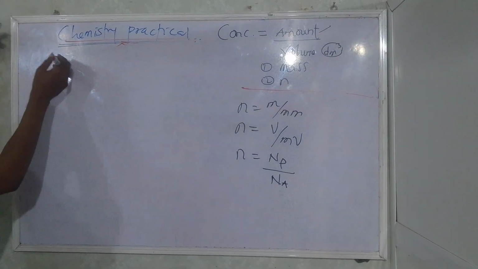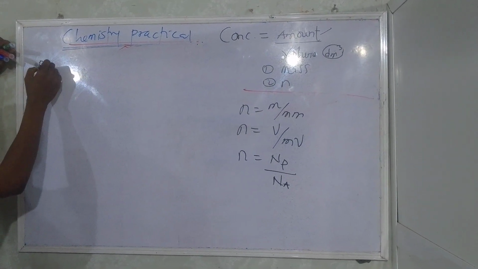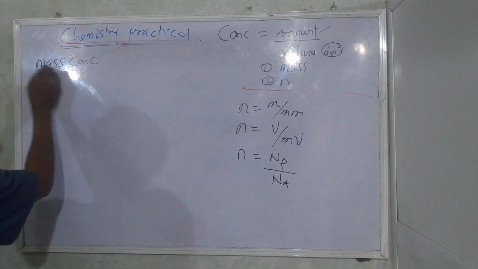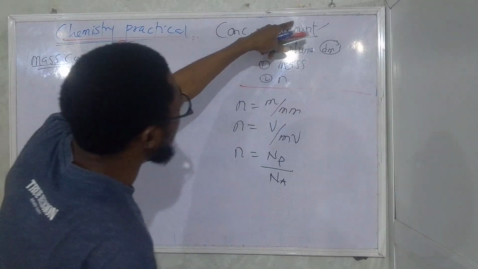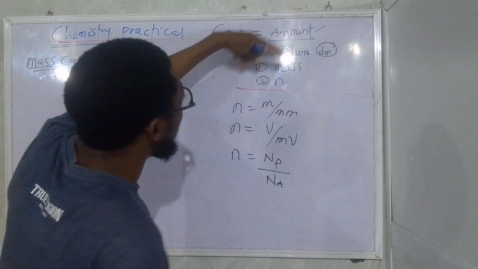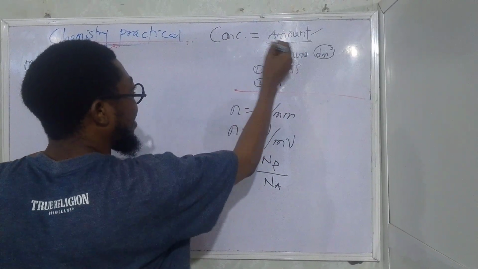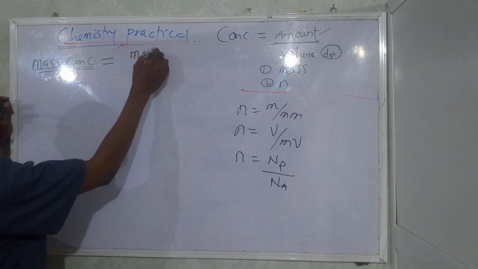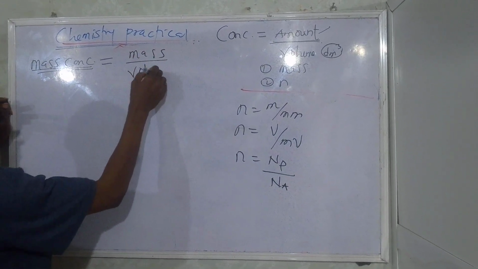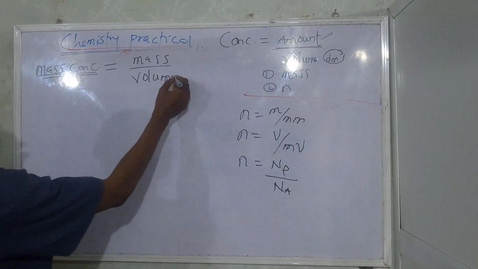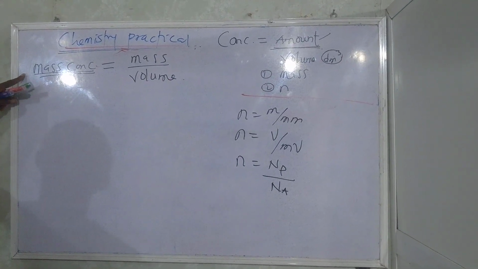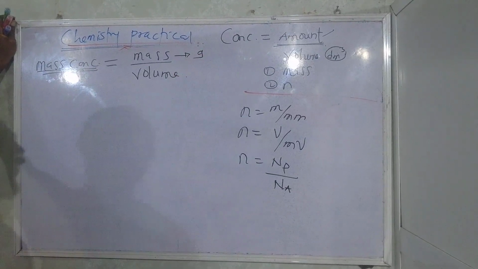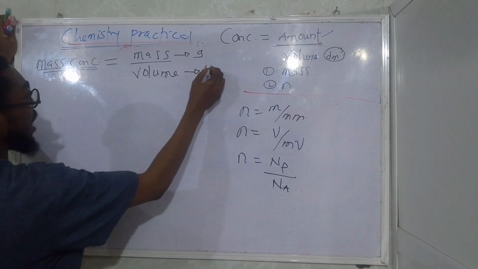So what we are going to do now is concentration. One of them we are going to call mass concentration. Why am I using the word mass concentration? If my amount is measured in mass, that means I put a particular mass in a given volume. So mass concentration equals mass over volume. Another name I'm going to give to this mass concentration is based on the unit. What is the unit of mass? Gram. Unit of volume? dm³.